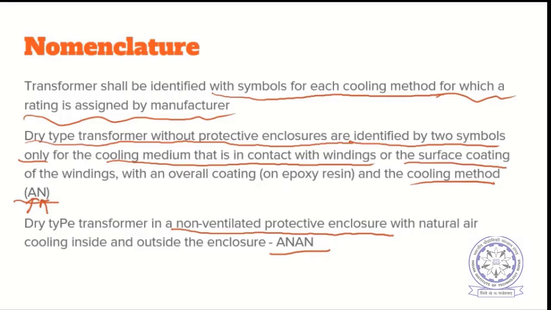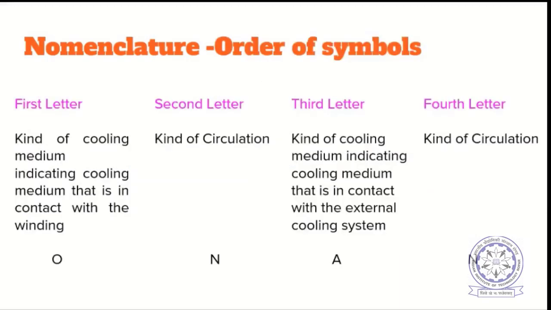And then let us see how in general the naming is done, the nomenclature. Order of the symbols: the first letter, second letter, third letter, fourth letter. The first letter should be given to the kind of cooling medium that is in contact with the winding. Contact with the winding means don't consider only the conductor. Over the conductor there may be some insulation, and over that, whatever medium is there, that is what you have to consider and give the symbol for.